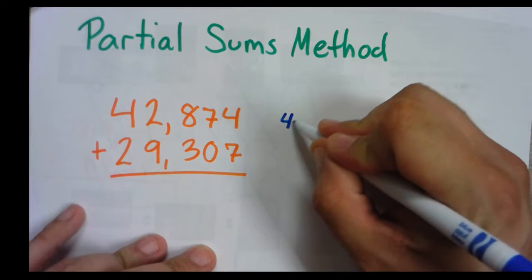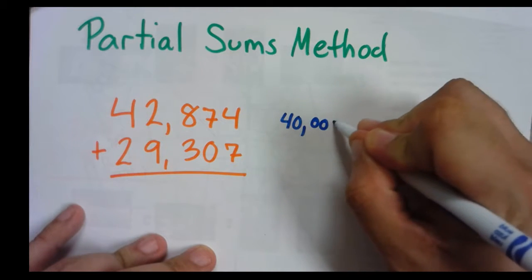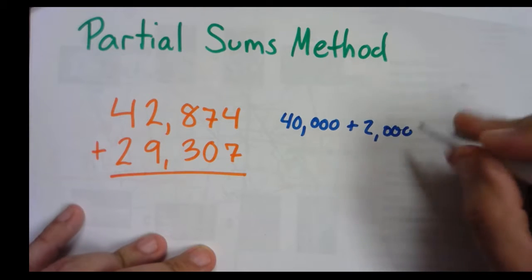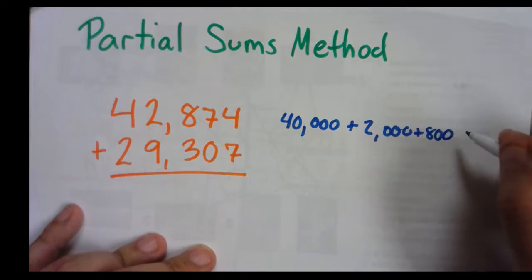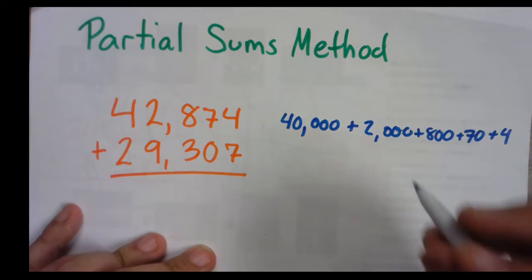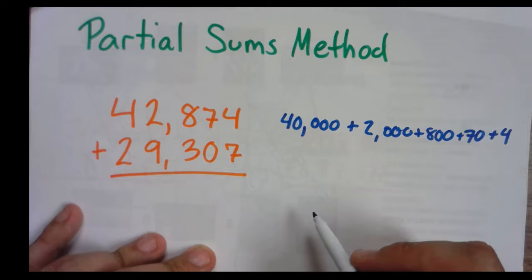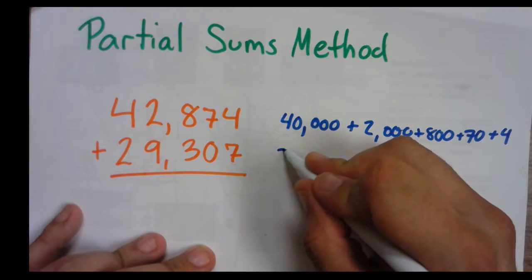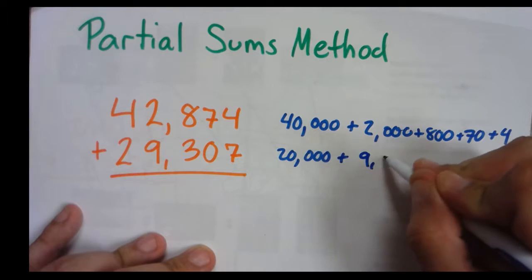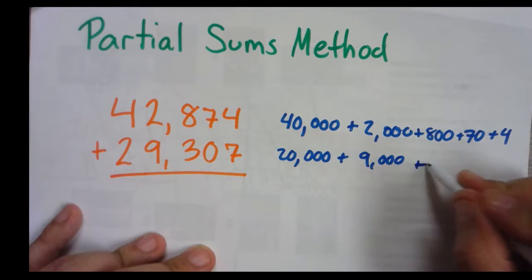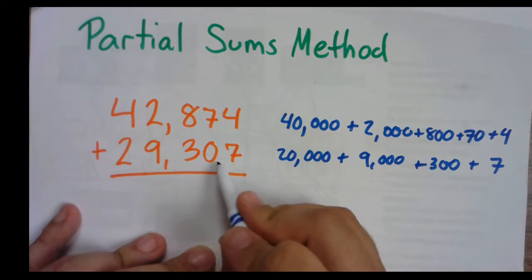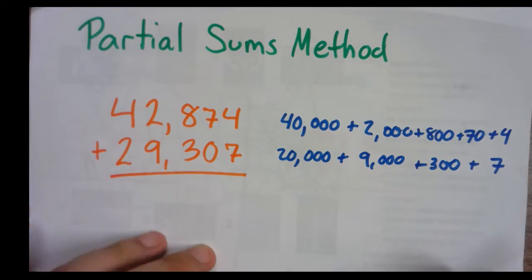So in this case, we've got 42,874. So that's 40,000. That's what the 4 represents, plus 2,000, plus 800, plus 70, plus 4. For 29,307, that 2 represents 20,000, plus 9,000, plus 300, plus 7. We don't worry about saying plus 0 or anything like that.